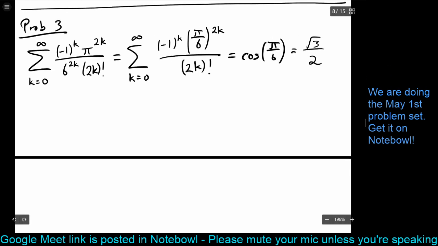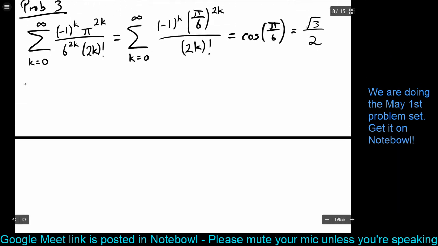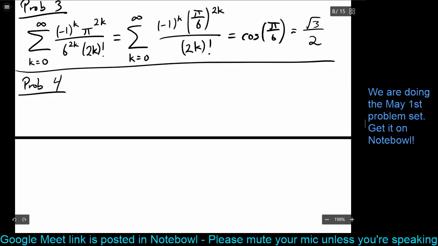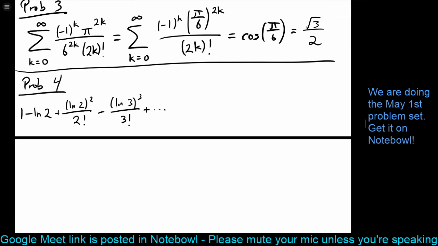All right. Let's look at problem 4. Might actually be able to fit that one here. So problem 4, we have the series 1 minus ln of 2 plus ln of 2 squared over 2 factorial minus ln of 3 cubed over 3 factorial, and so on. Any thoughts as to what the actual value of that can be?